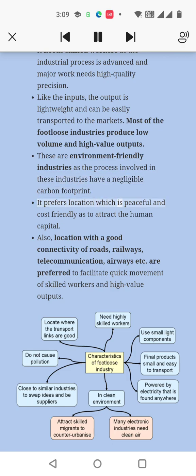It prefers a location which is peaceful and cost-friendly so as to attract human capital. Also, locations with good connectivity of roads, railways, telecommunication, airways, etc. are preferred to facilitate quick movement of skilled workers and high-value outputs.